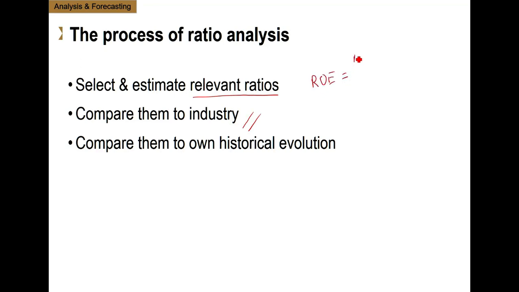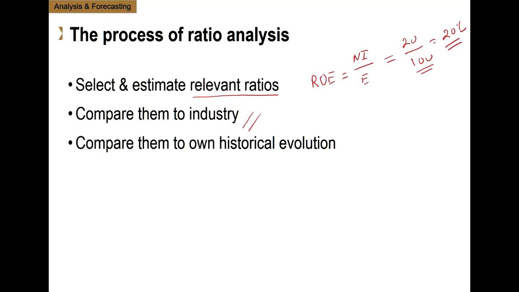Which is basically your net income divided by your equity. Let's suppose for now that your net income is 20 and your equity is 100. What does that mean? It means that the profitability you're earning on those 100 that the shareholders have provided is 20%, right? Is the 20% profitability high or low?